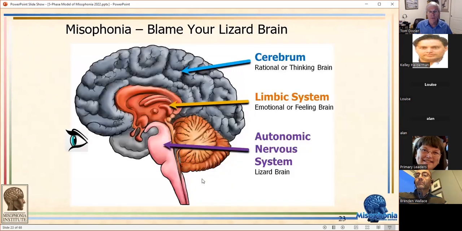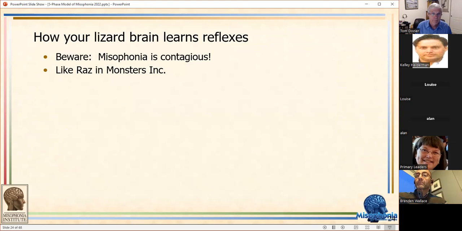Now, where is this going on neurologically? Well, in your brain, eyeballs over here, right? You have your thinking brain, your cerebrum up top. You have your emotional brain, your limbic system in the middle. And you have your autonomic nervous system down at the bottom. This is sometimes called your reptilian brain. It's your brain stem. I like to call it your lizard brain. It just reacts. A chameleon lizard crawls up on a rock and turns brown, crawls over on a leaf and turns green, has no idea what brown or green is. It's just a reaction. So your lizard brain learns reflexes.